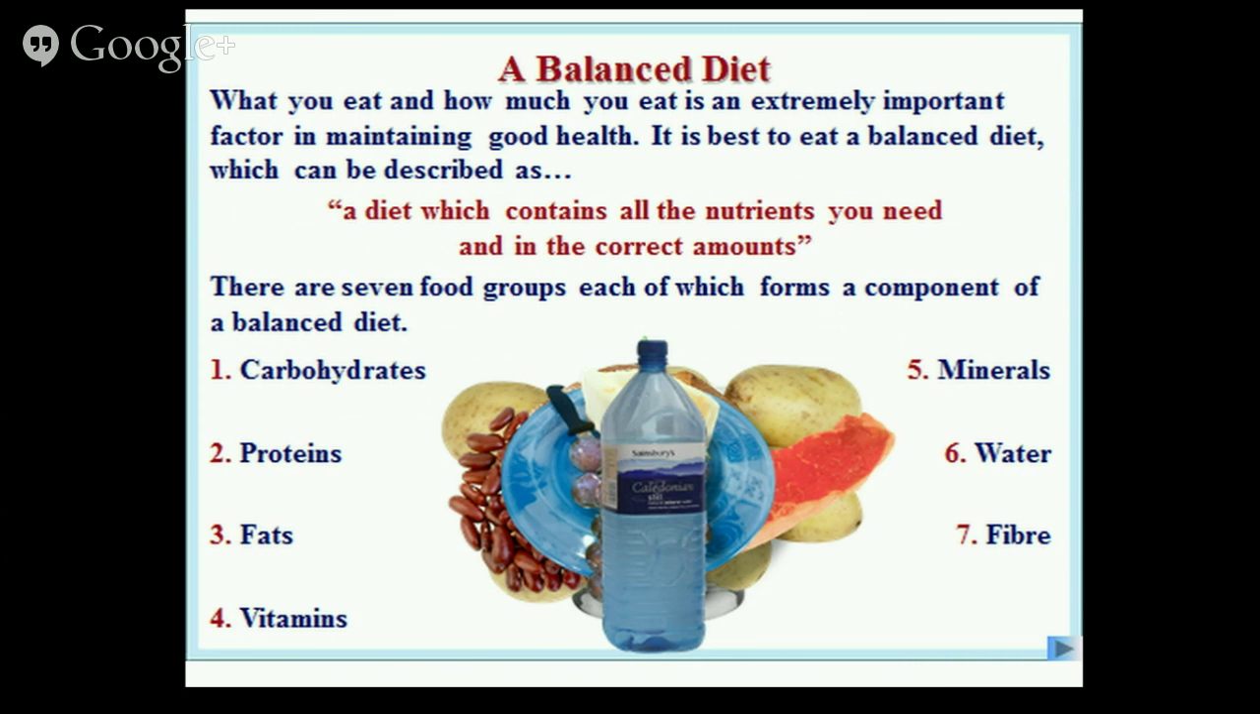It's no good saying you must have the same amounts of all the food groups, because you're not going to have the same amount of vitamins as you are proteins or carbohydrates. So you have to say a diet which contains all the nutrients you need and in the correct amounts.